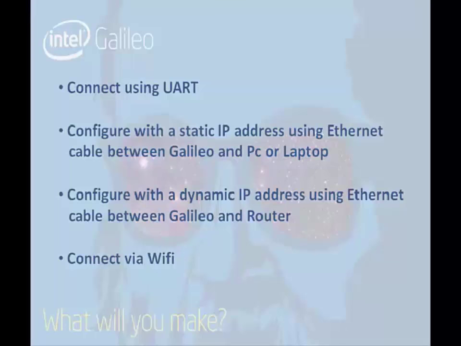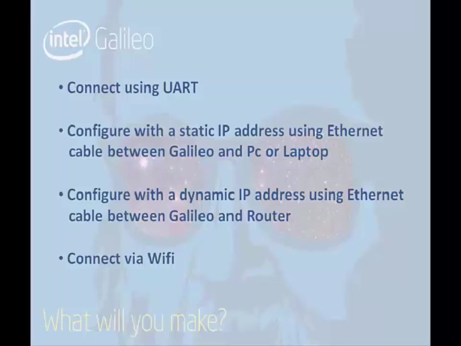The second method that we will look into is by connecting Galileo to a personal computer or laptop through an Ethernet cable, configuring a static IP address and then using a shell that is telnet. This method is also known as poor man's telnet.